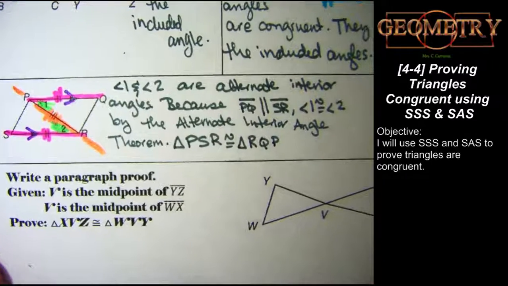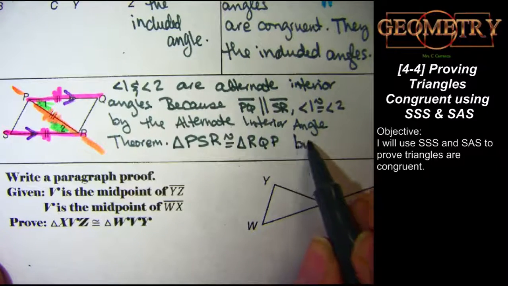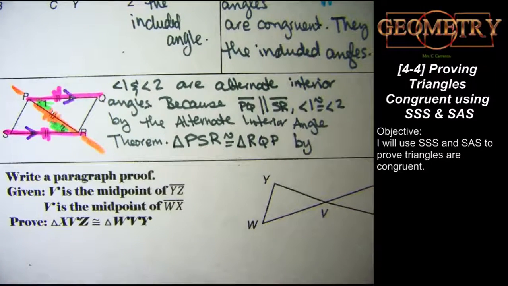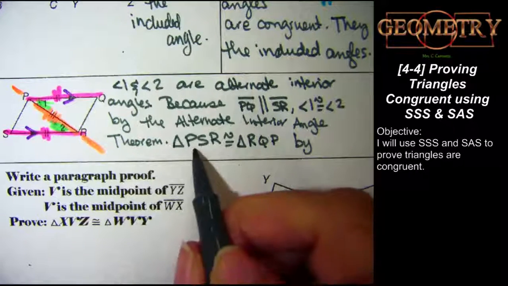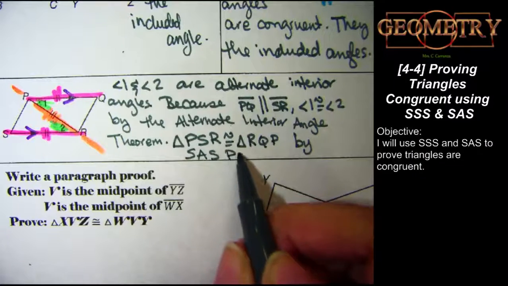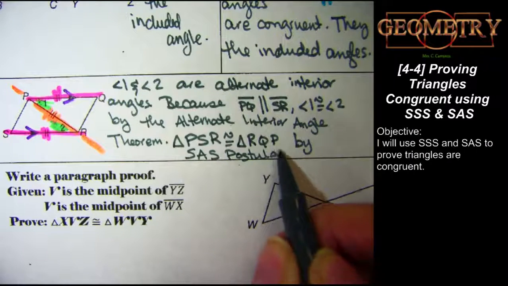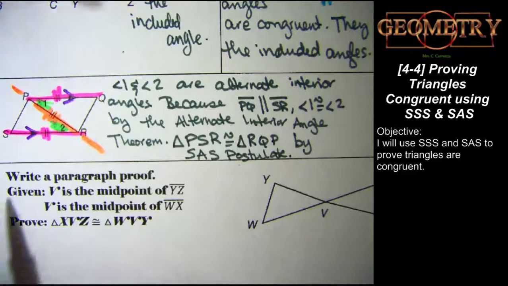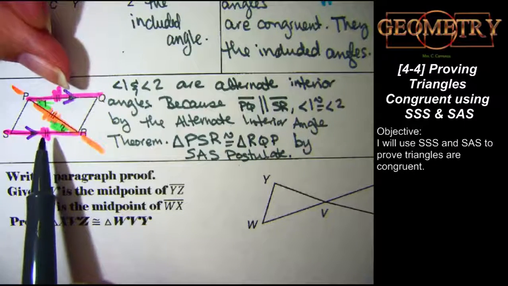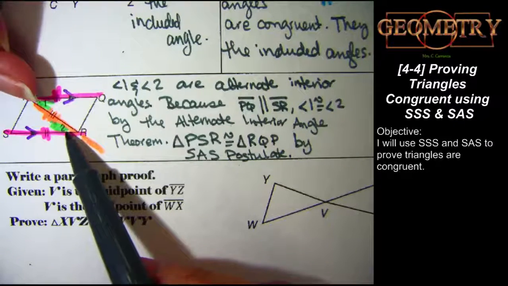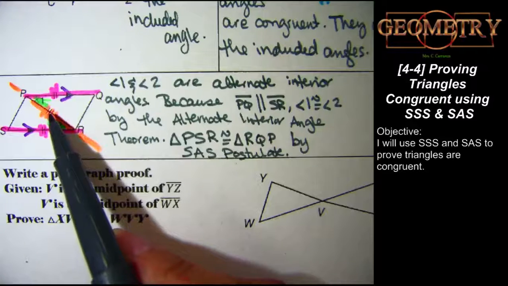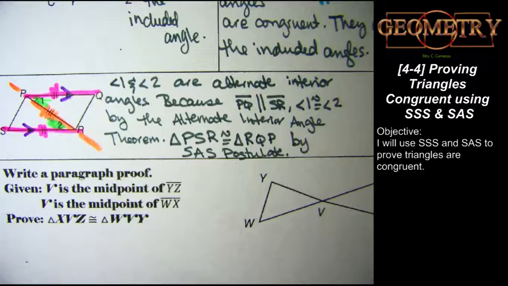The two triangles are congruent by what bit of information? Side, angle, side. Side, angle, side postulate. Because I have side, angle, side. Two sides and the included angle congruent.